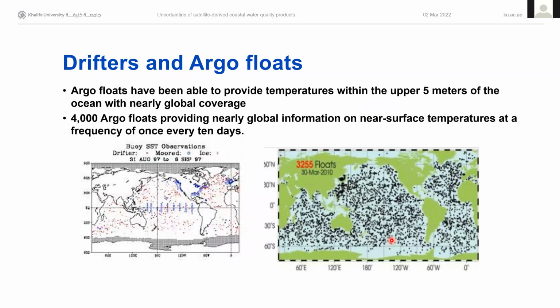In addition to that, we have also the drifters and the Argo floats. Nowadays, Argo floats are all over the ocean, more than 4,000 Argo floats, providing sea surface temperature and also the temperature of the water column all over the world. And as you can see here, we also have the buoy. So we have the buoy SST observations also being measured in the global ocean.